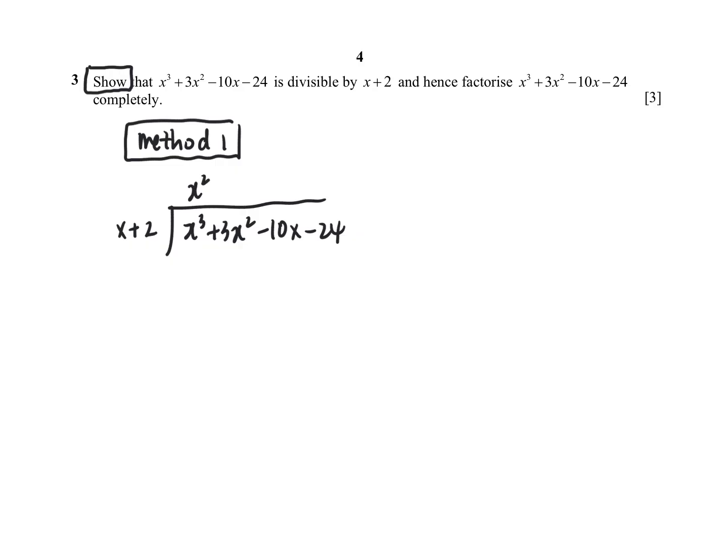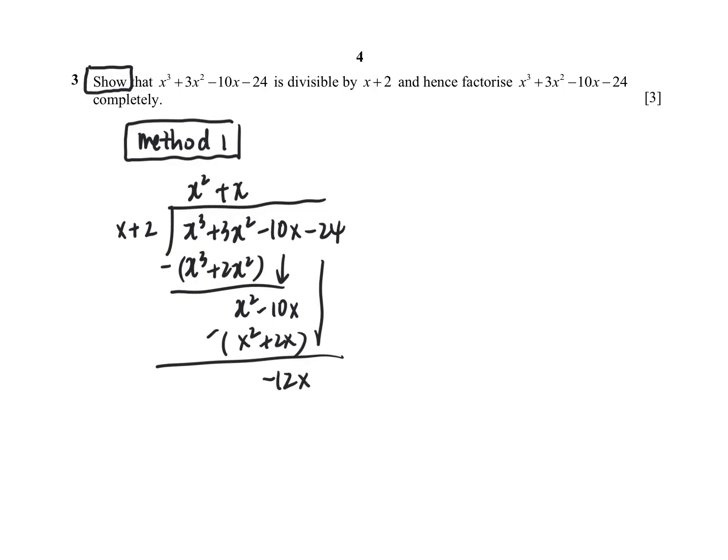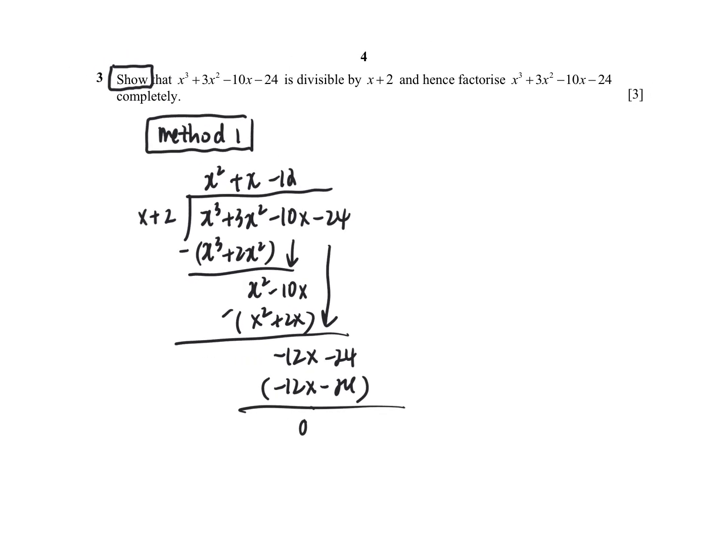So this is x squared. So you subtract. And then put the x here. So x squared plus 2x. And then you bring down the final 24. Okay, that's how you get 0. So after you have done this, don't stop here. You say since remainder is 0. Okay, therefore this thing.